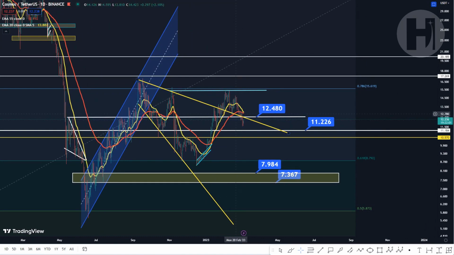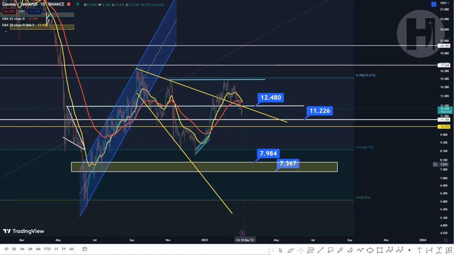So if Bitcoin decides to continue dropping, if Silvergate, for example, goes bankrupt, we could be seeing a strong flash crash, and maybe Cosmos Atom even dips back down below $8. You do have a support block here from $8 down to $7.37. Potentially, we could wick down there, all the way down there.